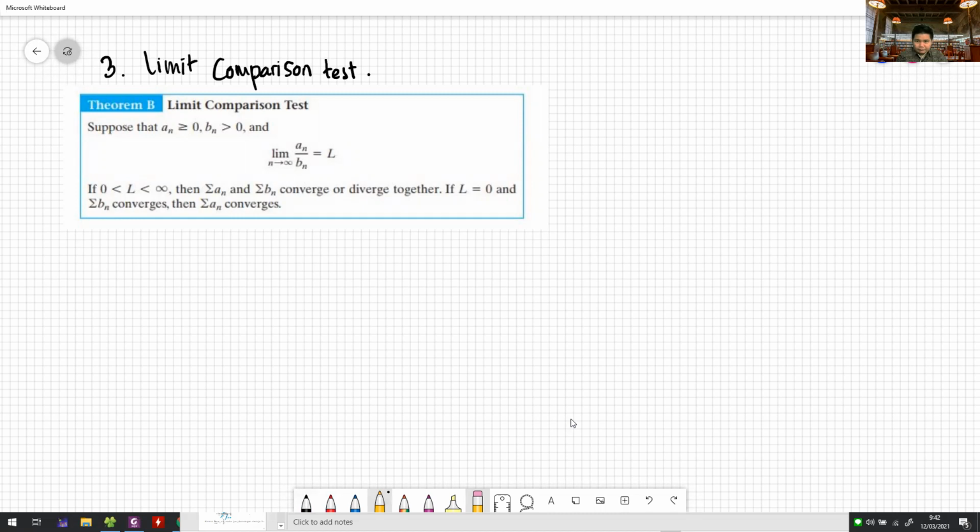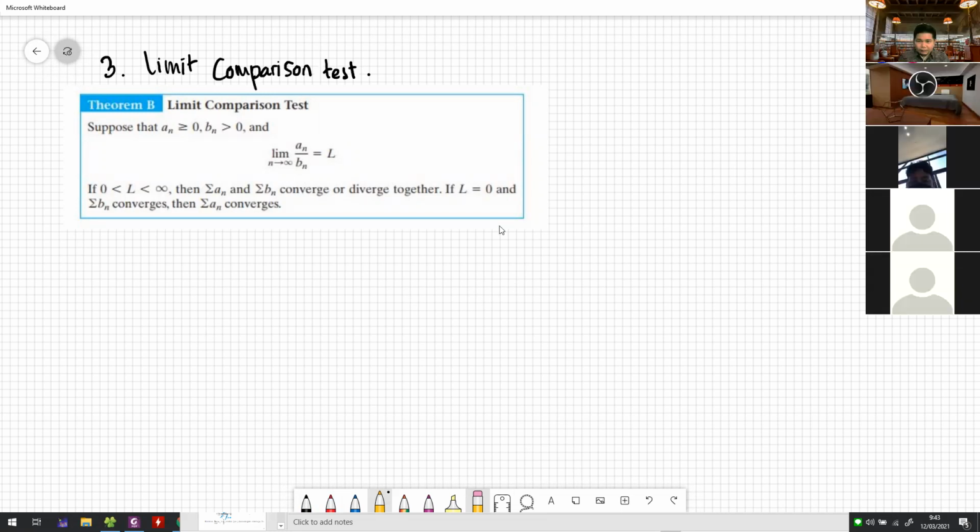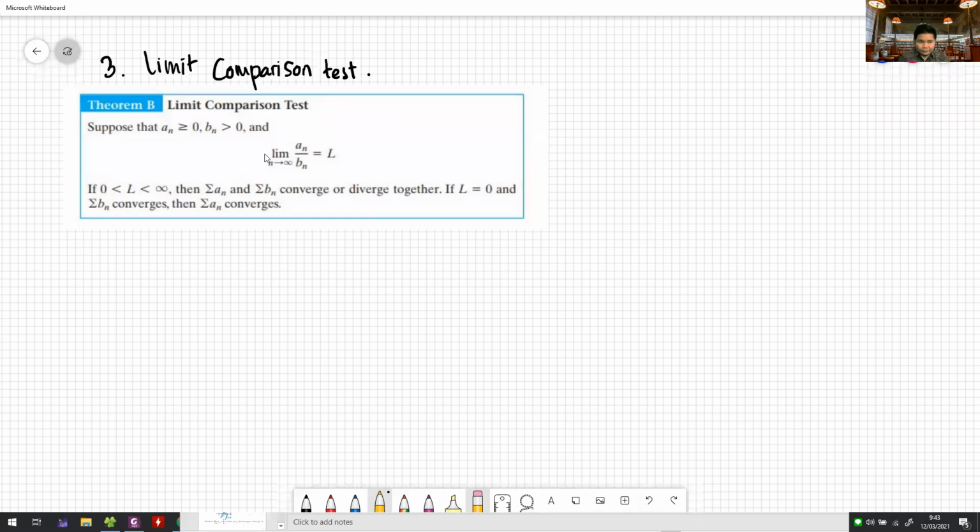You can see my notebook, right? Can you see my screen? Okay. What do we have here? This is what we call the limit comparison test.